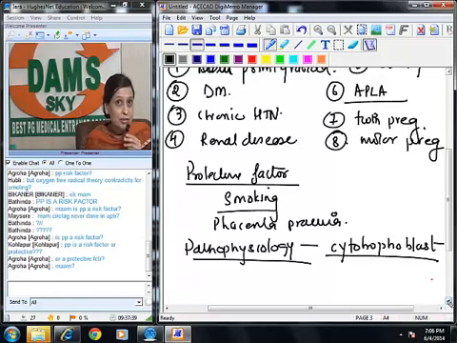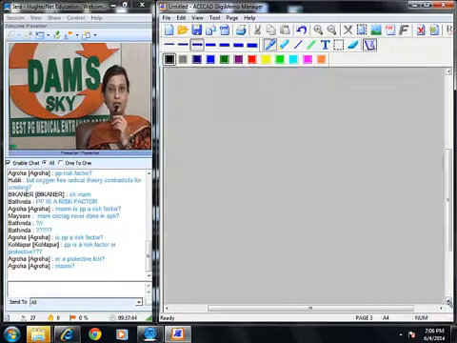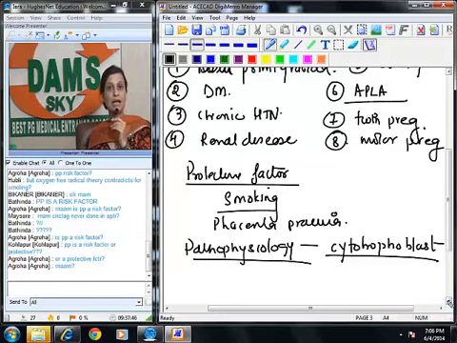Yes, placenta previa is a protective factor. I said it has been seen to be a protective factor for preeclampsia. So usually the two do not coexist, right? That is what I am trying to tell you.